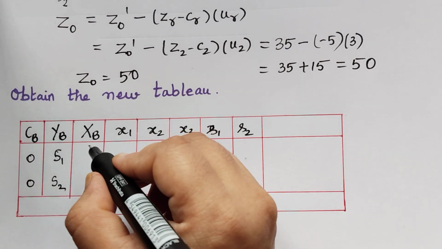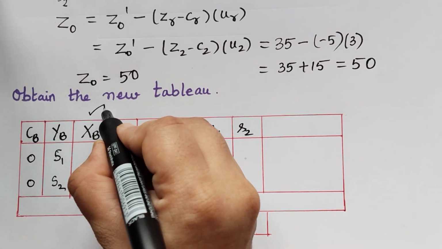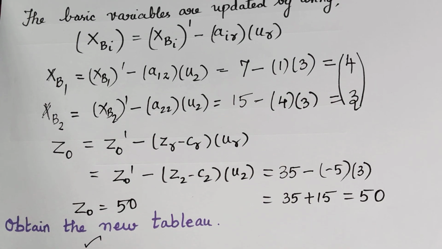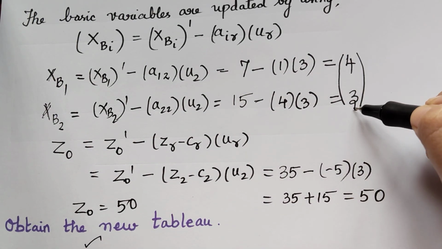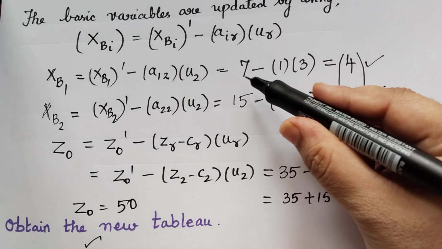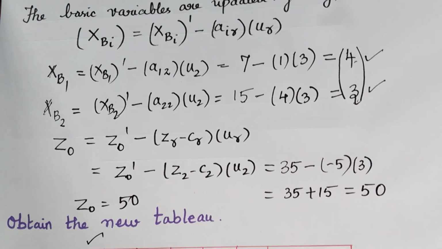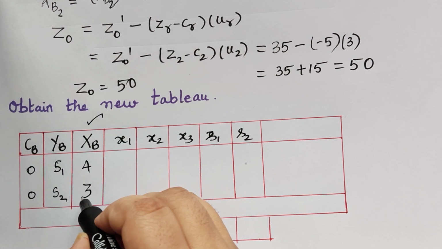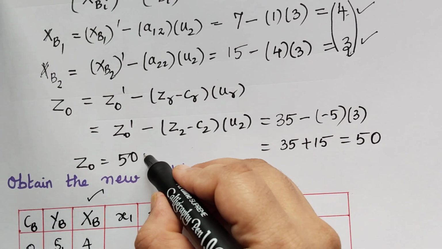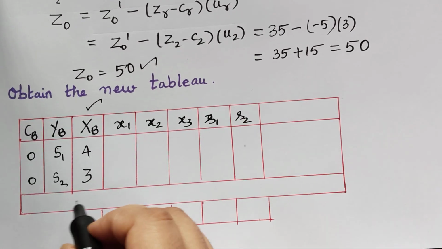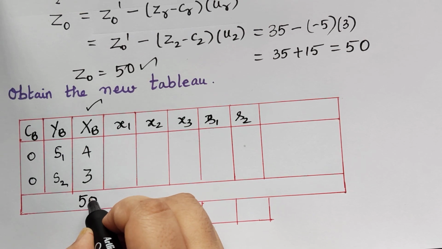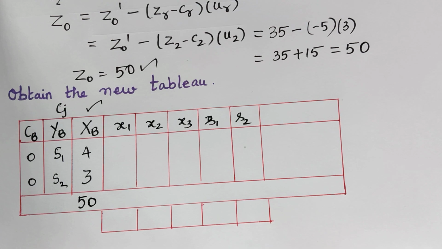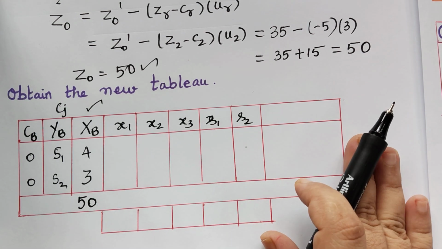That is also the same. Now the updated table will be this XB table, because we have the updated values here. That is, we have the values 4, 3. So these are the updated values. Instead of 7 and 15, we will have 4 and 3 in this table. And the updated solution we have got is 50. The remaining Cj values all remain the same except for the updated vector.